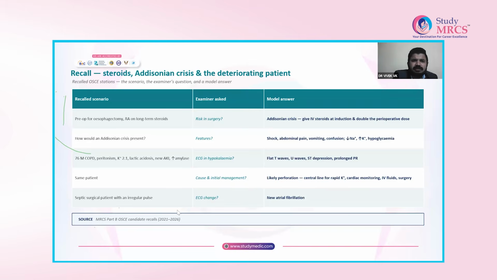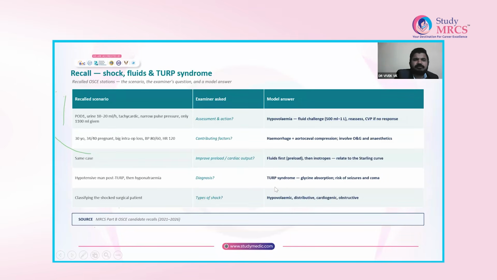The same patient is examined, as well as the cause and initial management, likely perforation. You have to take a central line for rapid potassium correction, and cardiac monitoring. Give IV fluids and consider surgery. Septic patient with irregular pulse, ECG changes, new atrial fibrillation. POD1, the urine output is low, tachycardia, narrow pulse pressure. Could be hypovolemia. Initially give a fluid challenge, reassess, and measure CVP.